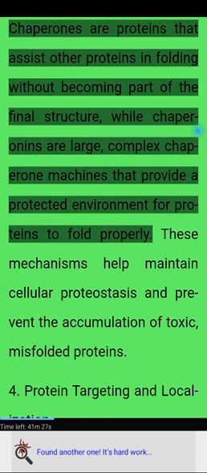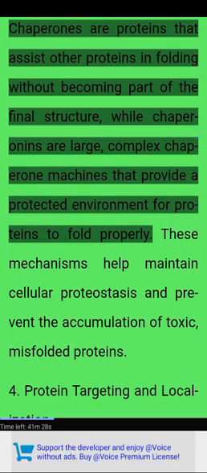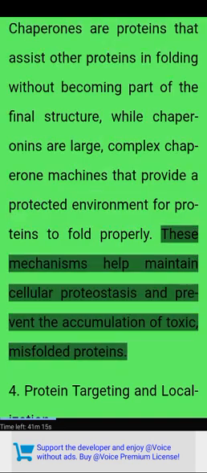Chaperones and chaperonins. Chaperones are proteins that assist other proteins in folding without becoming part of the final structure, while chaperonins are large, complex chaperone machines that provide a protected environment for proteins to fold properly. These mechanisms help maintain cellular proteostasis and prevent the accumulation of toxic, misfolded proteins.